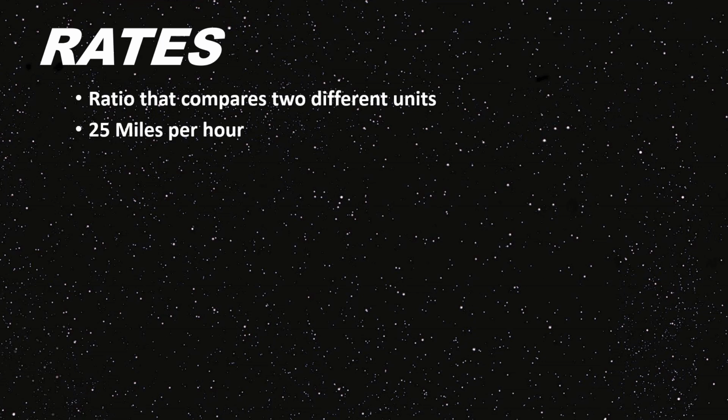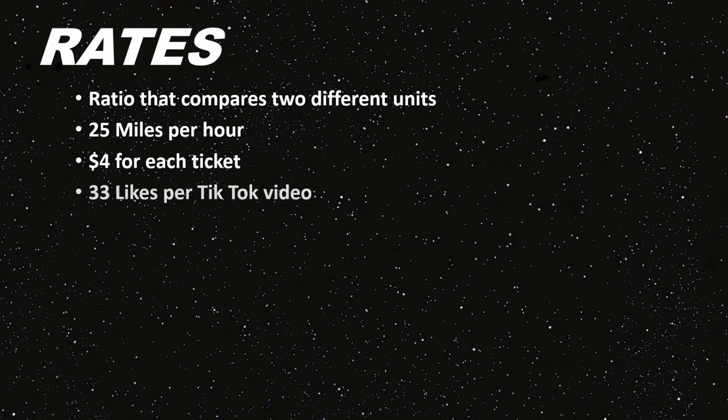So first, let's talk about what a rate is. A rate is a ratio that compares two different units. For example, in this rate, we say 25 miles per hour. You're comparing distance and time. $4 for each ticket. Here you're comparing the cost of something to the item, so dollars and tickets.